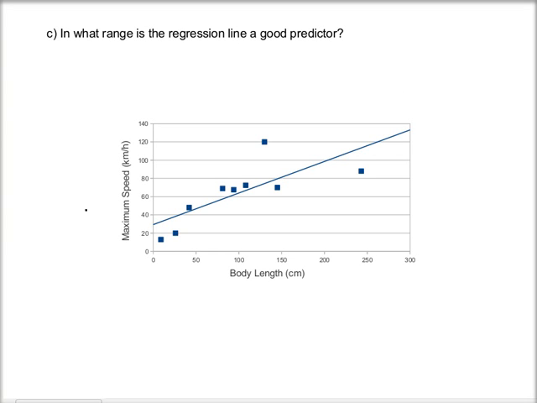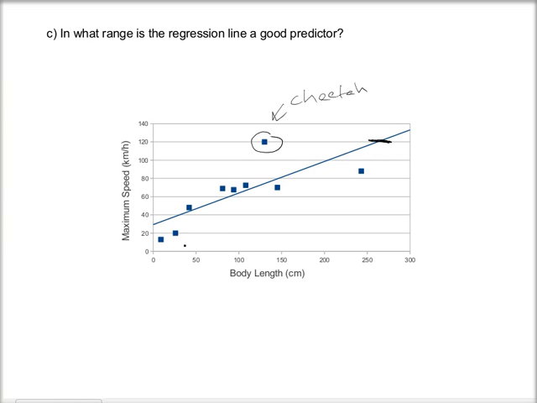For part C, in what range is the regression line a good predictor? Well, let's see. I've got this point here, which I said was the cheetah. And the cheetah is the fastest land animal, so I can't possibly have any animals that have a higher speed than that. So I know that my line can't be any good past this point here.